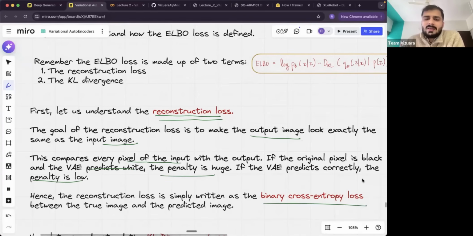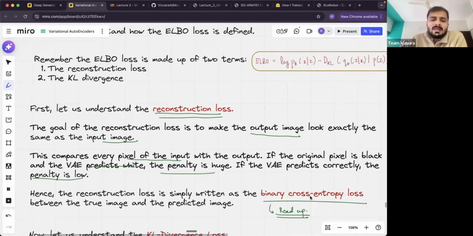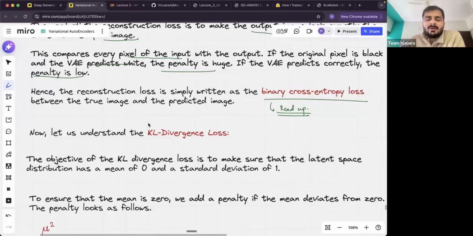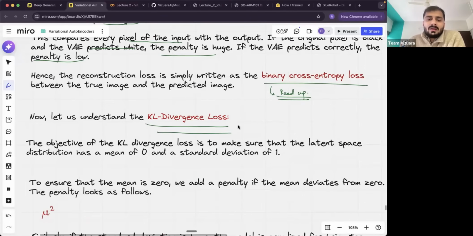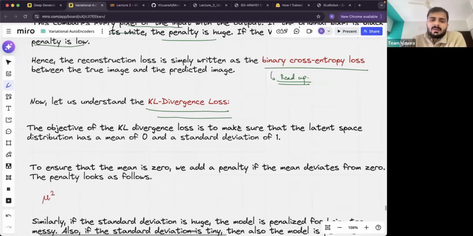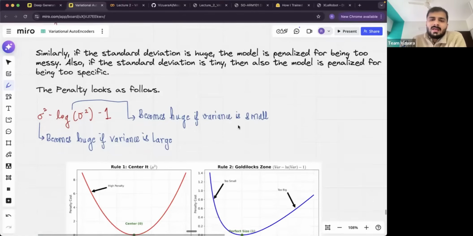I don't expect you to understand this, but this is something you can read up after this lecture to understand what this loss is. But the main idea of this loss is we are basically making sure that our prediction image looks as close as possible to the original image. So this is fairly simple to understand, and then we predict the KL divergence loss, which is we force our distribution to become as normal as possible.